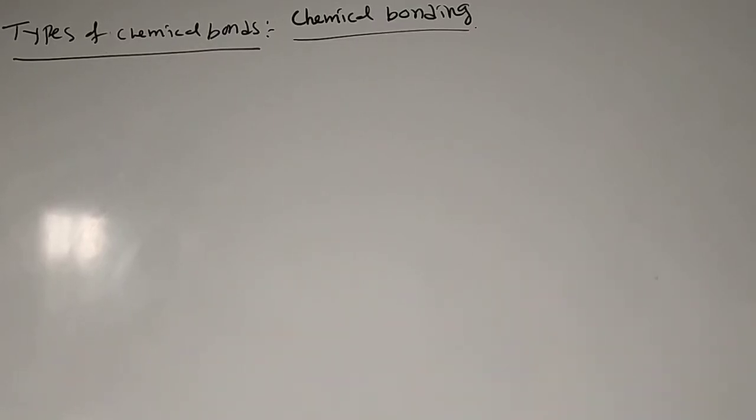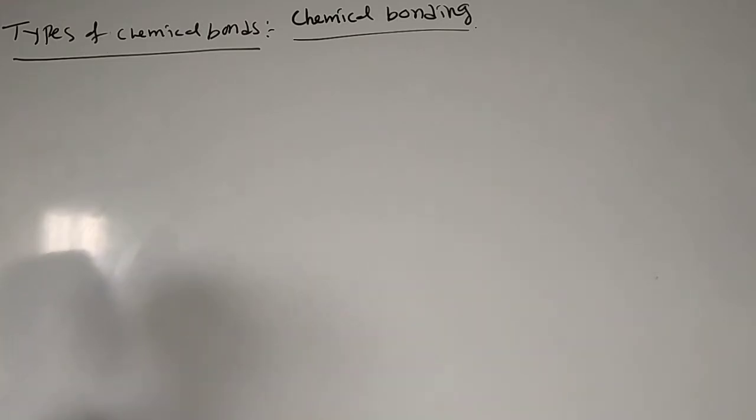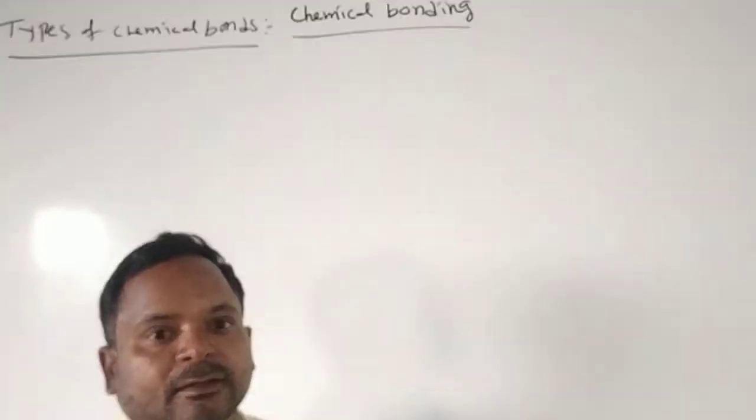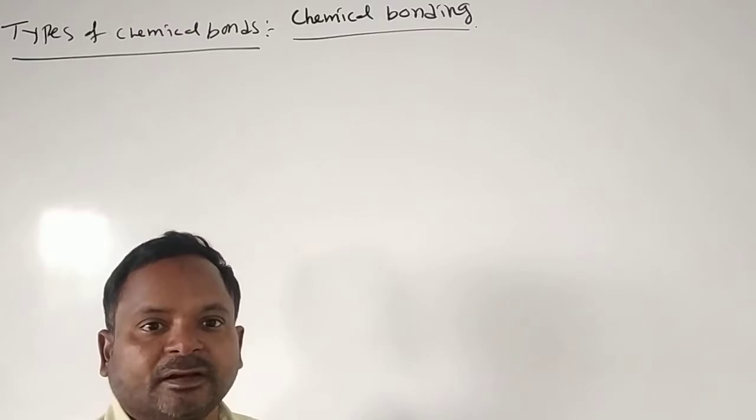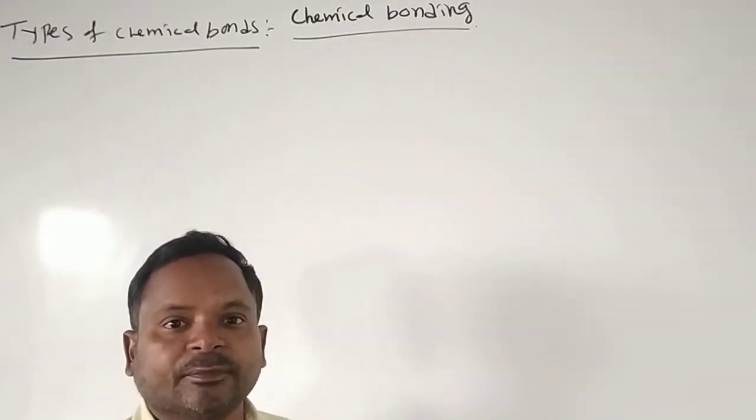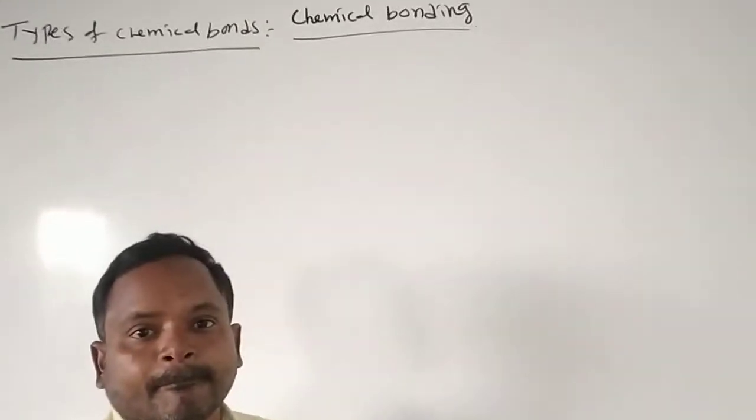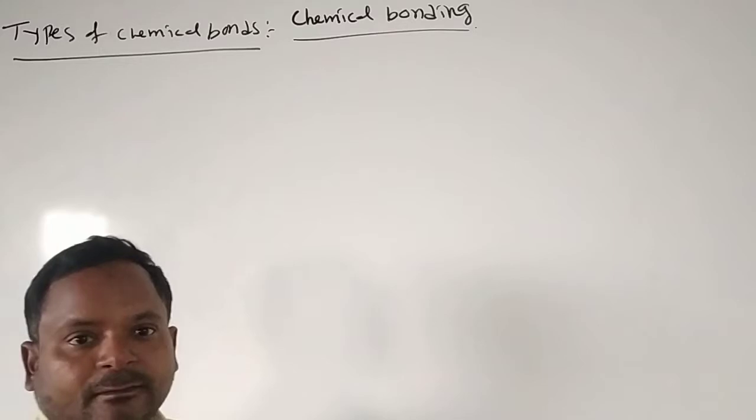Morning students. In continuation of the Lewis-Kossel approach, method and theory, we have one more important topic: types of chemical bond. Already we know the definition of the chemical bond: the attraction forces between two atoms and the sharing of electrons between two atoms. We simply call it a chemical bond.